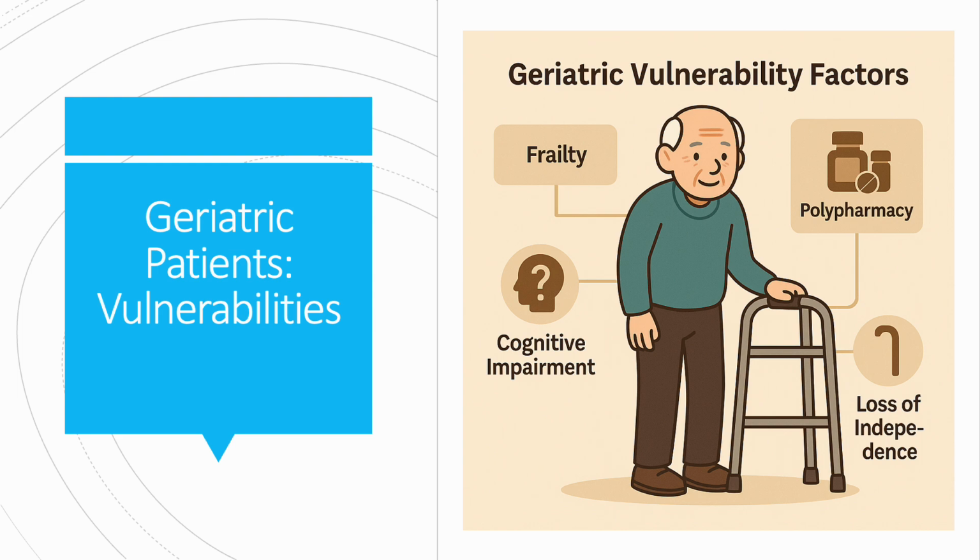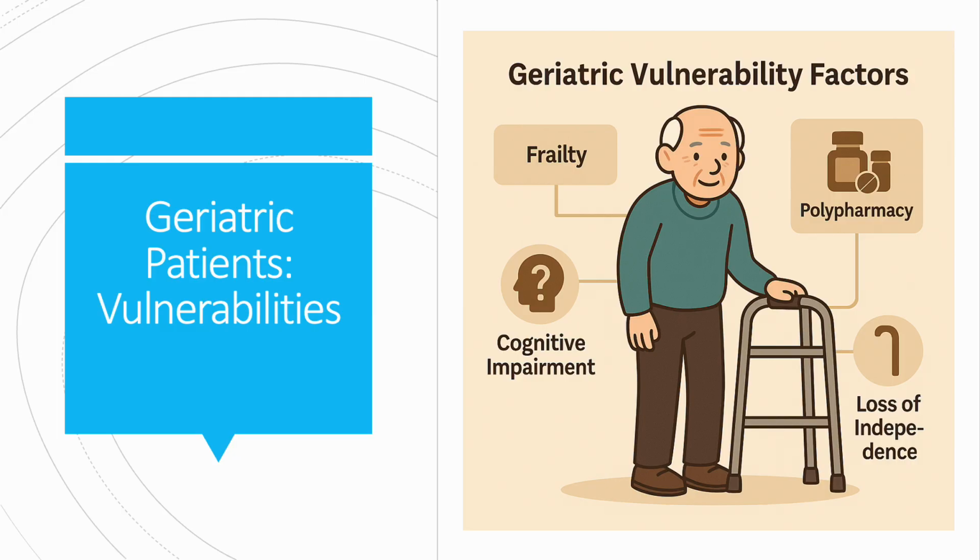EMS must always consider whether the current complaint, such as an altered mental status, weakness, or falls, could be the result of medication effects or interactions. Then we have cognitive impairment. Cognition plays a major role in the elderly population. Dementia, Alzheimer's disease, and delirium are common, and each can interfere with communication and history taking.